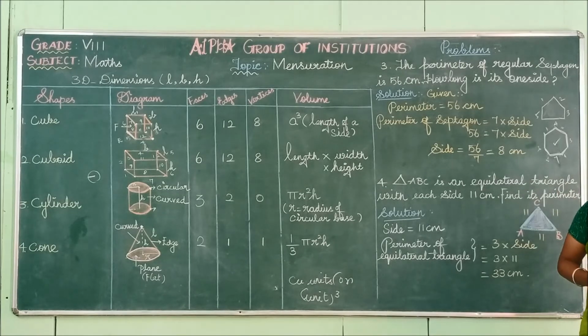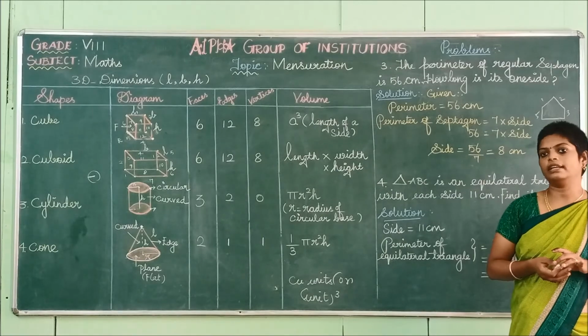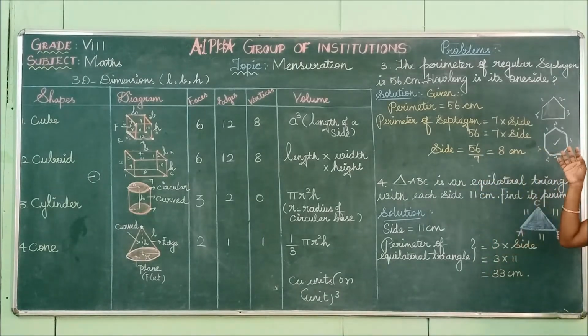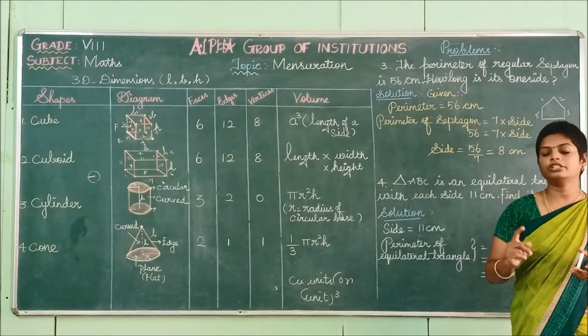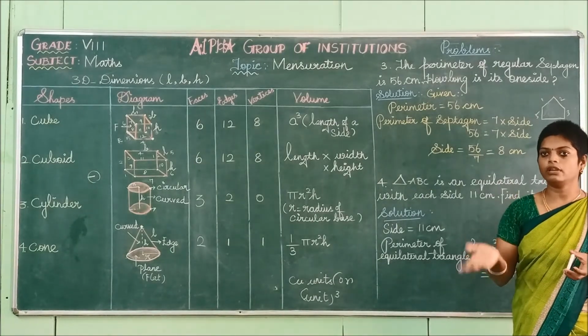So how can you write the formula? The general formula for the perimeter of a regular polygon is n into length of a side. The polygon is nothing but a pentagon, hexagon, octagon like that. So the general formula is n into length of a side.